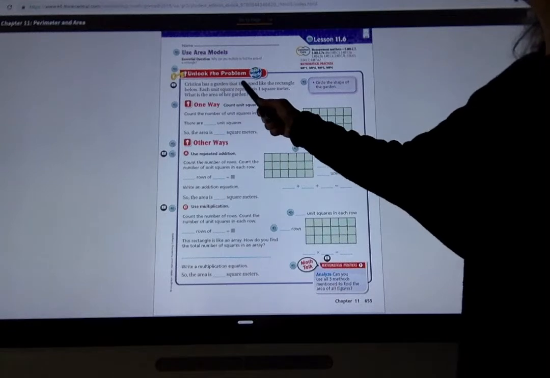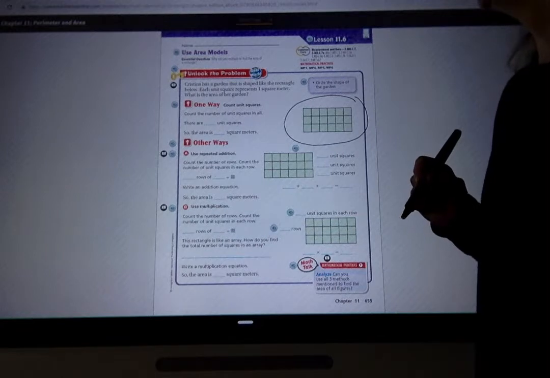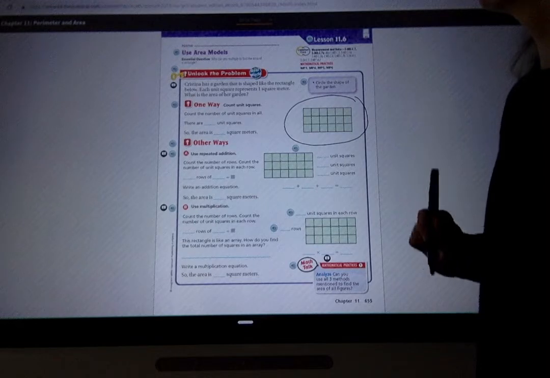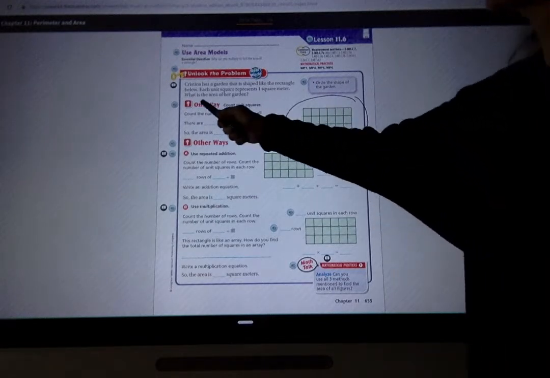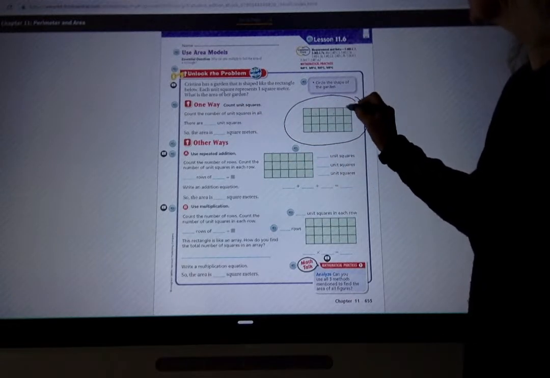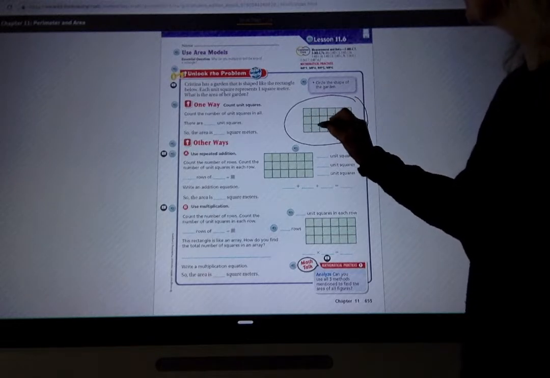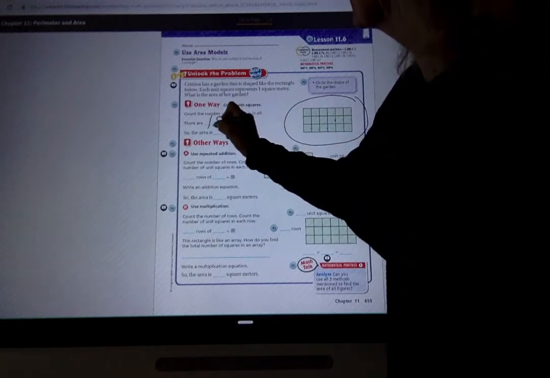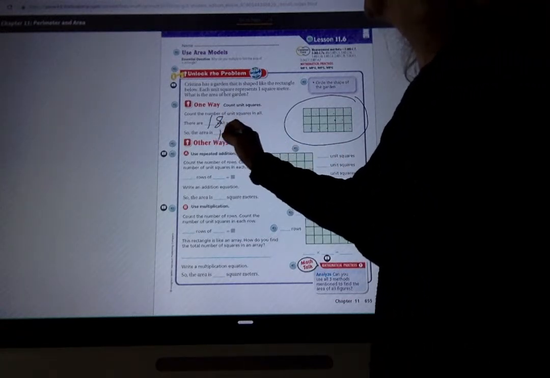So here, Christina has a garden that is shaped like the rectangle below. Each unit square represents 1 square meter. What is the area of her garden? Let's count. This is the first way. We're going to count each one. 1, 2, 3, 4, 5, 6, 7, 8, 9, 10, 11, 12, 13, 14, 15, 16, 17, 18 unit squares. So their area is 18 square meters.